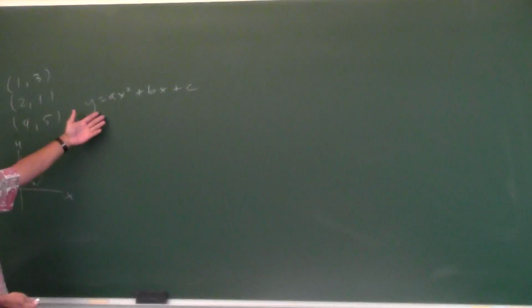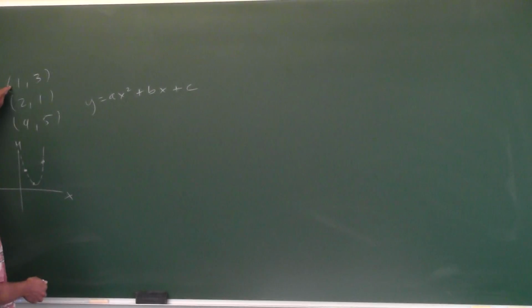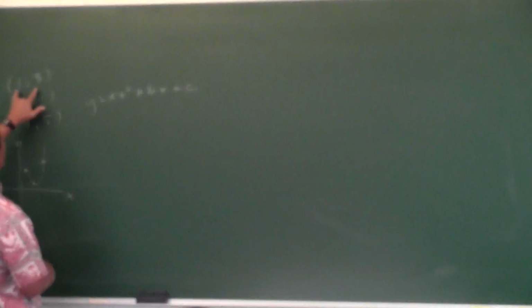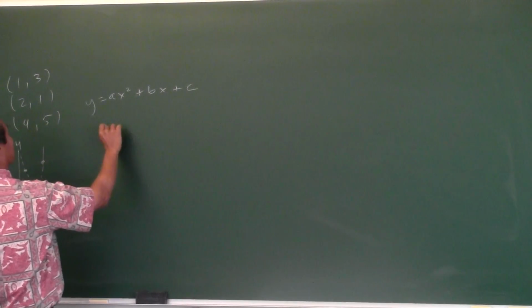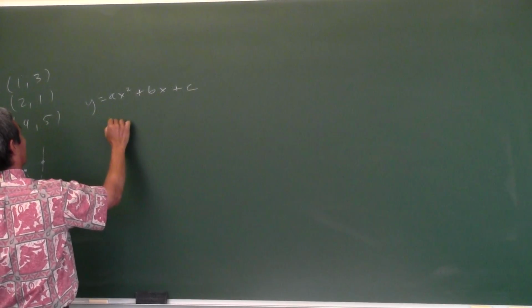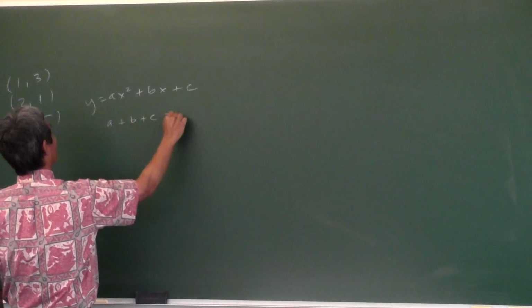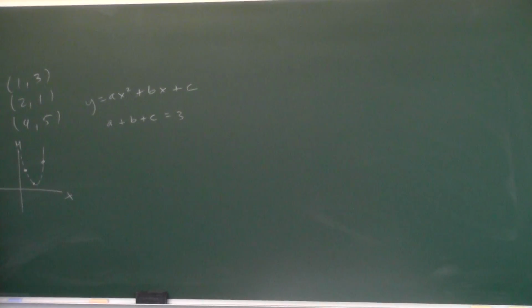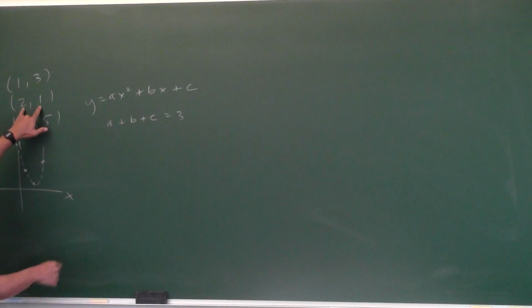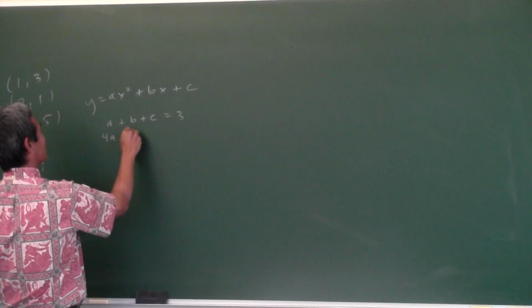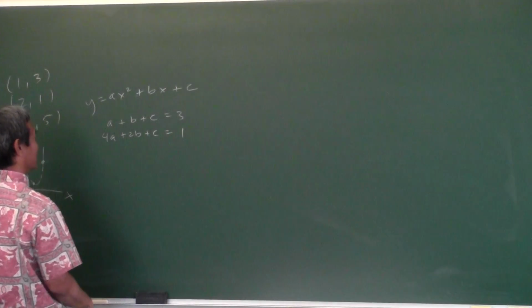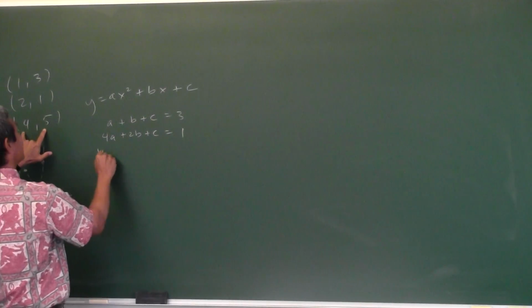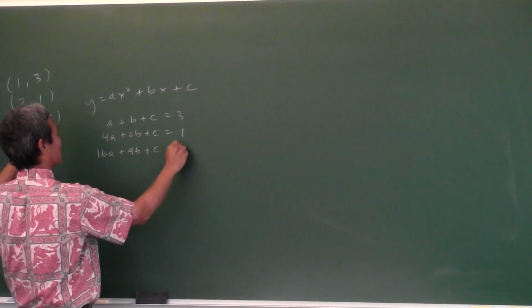So what do you think we're going to do? If this is the equation we're going to use, and I tell you this graph, which is a parabola, passes through these 3 points, what do you think we're going to do with these 3 points? You're going to plug it in, each point one by one. Okay, let's see what we get. If I plug in 1 for x and 3 for y, what do I get? a plus b plus c equals 3. I like to put the number on that side, because that's how you're used to seeing it in algebra 2, right? Okay, plug in this point. Plug in 2 for x and 1 for y. 4a plus 2b plus c equals 1. And then finally plug in this point. 16a plus 4b plus c equals 5.